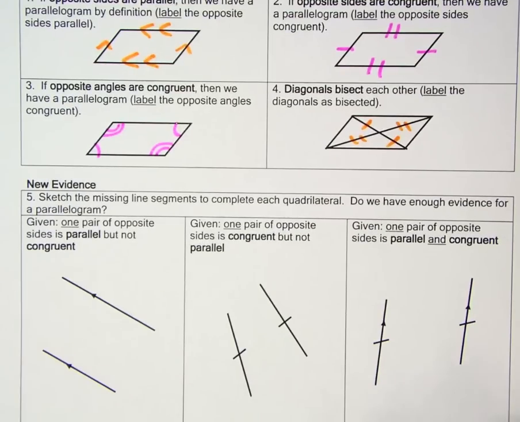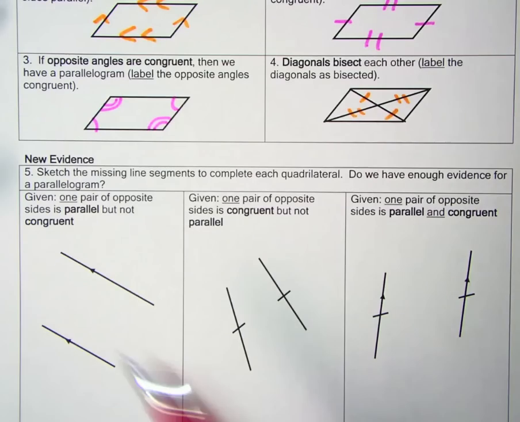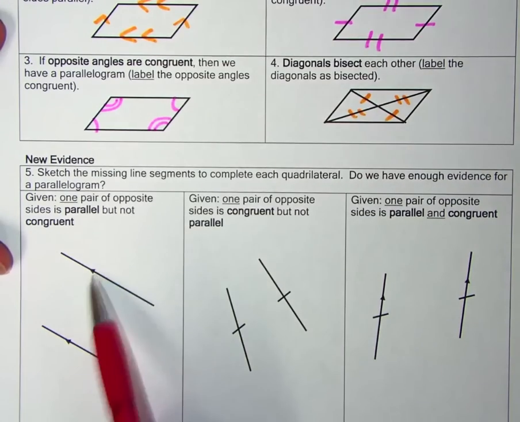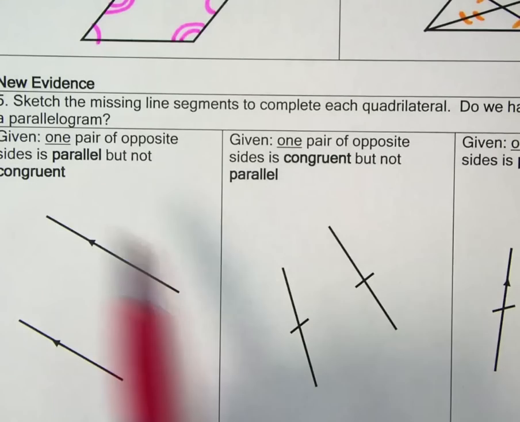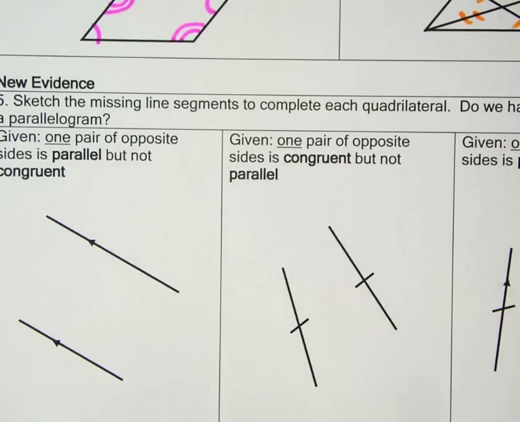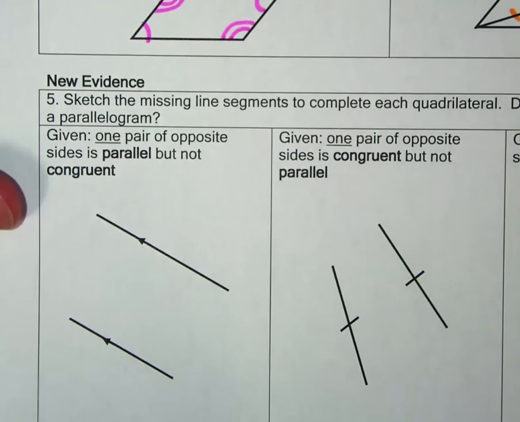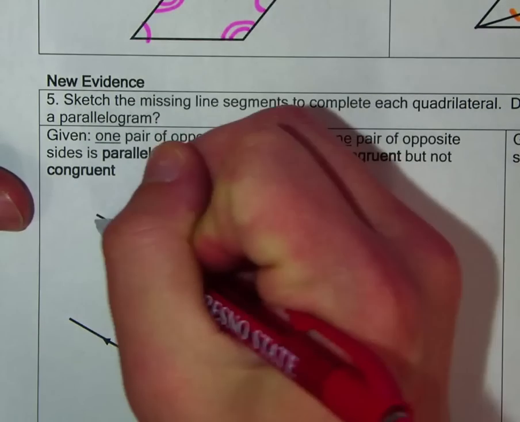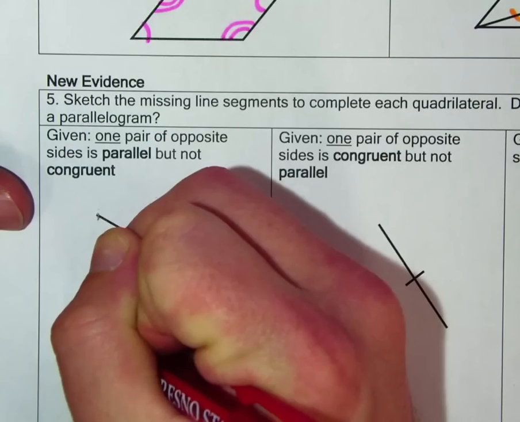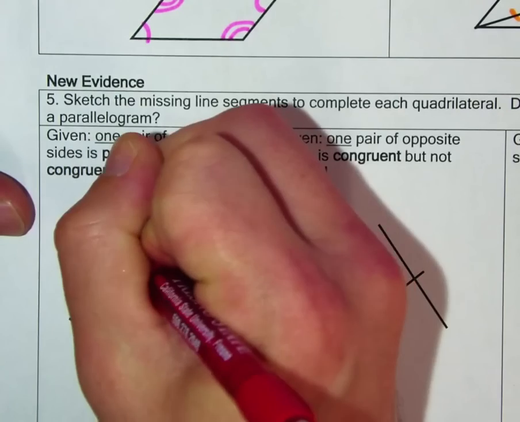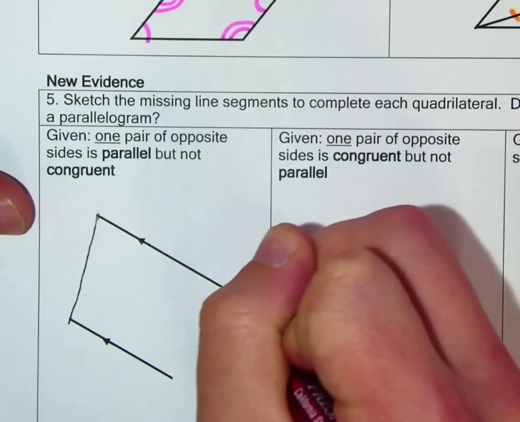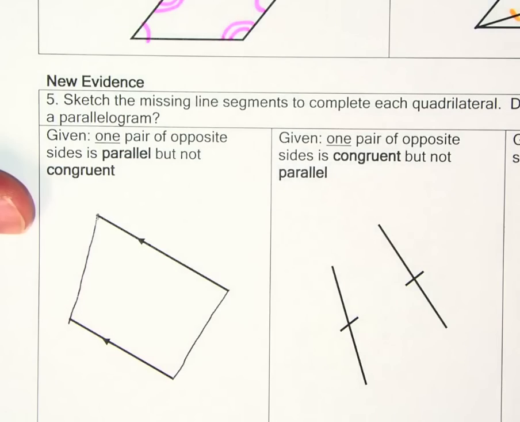Now, there's one more new piece of evidence. If you look down here, I just sketched 2 lines here, and notice it's given that they're parallel. So let's just look at this. Do we have enough evidence to say that the quadrilateral I'm going to make here is a parallelogram? So you're going to sketch the missing line segments. I'm missing one over here, so I'm going to go from here to here. Okay? So I'm going to sketch this in. I'm going to sketch the other one in.